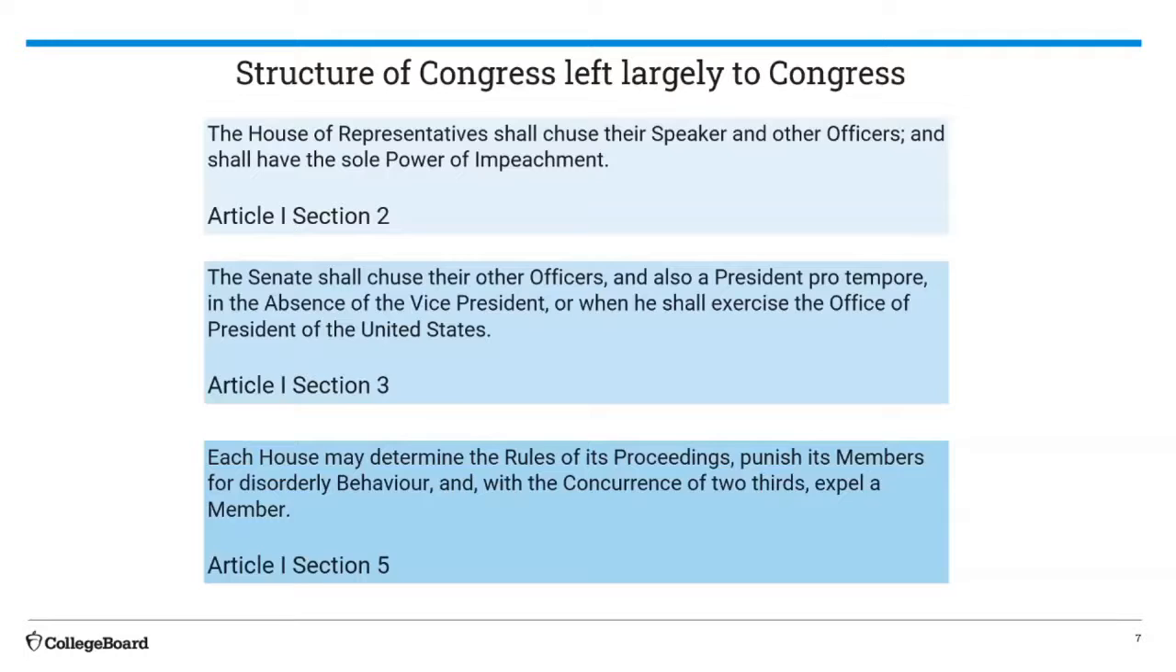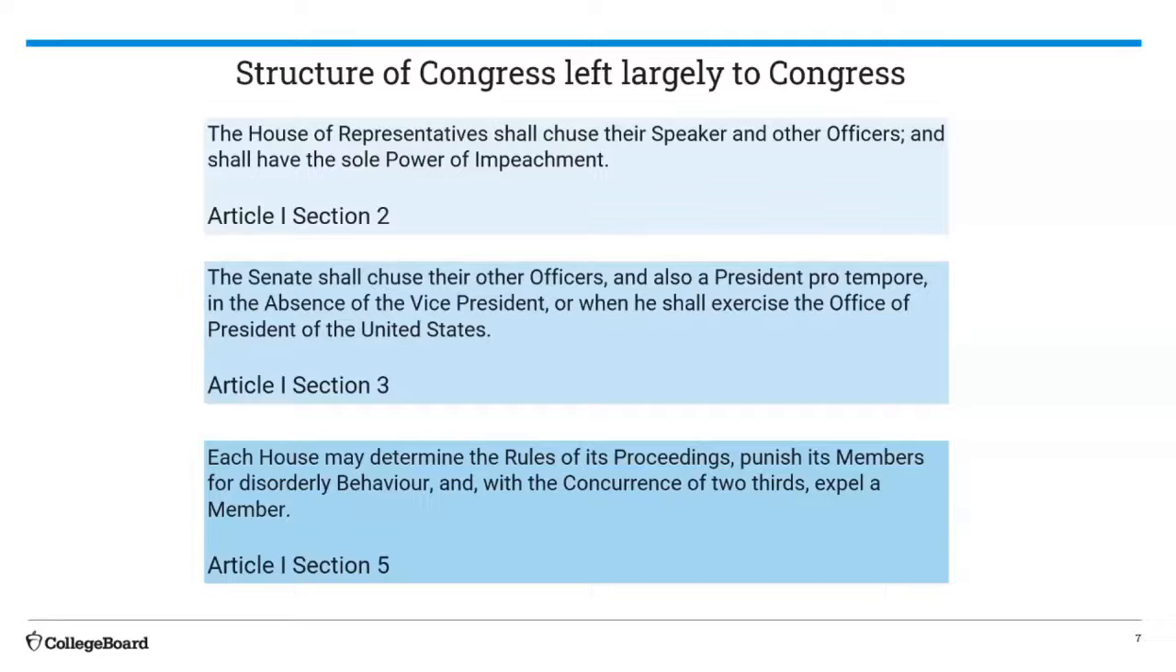There'll be a president pro tempore who really acts as the president of the Senate, since we know the vice president really doesn't get involved with the Senate until there needs to be a tie broken. And then each house is going to determine its own rules, and how to punish its members or remove members if they choose to do so.